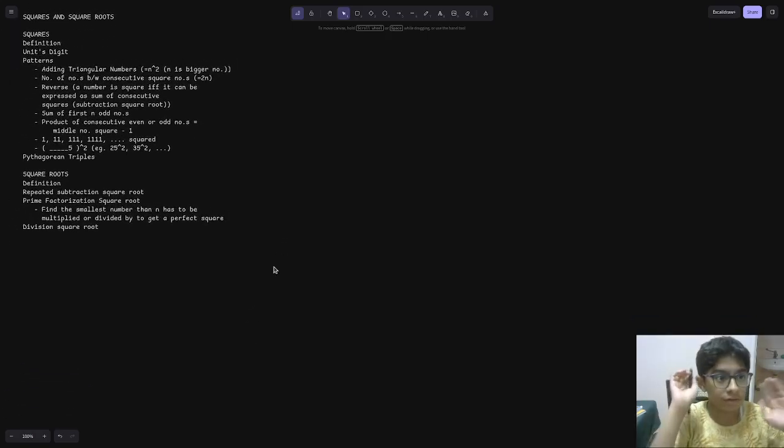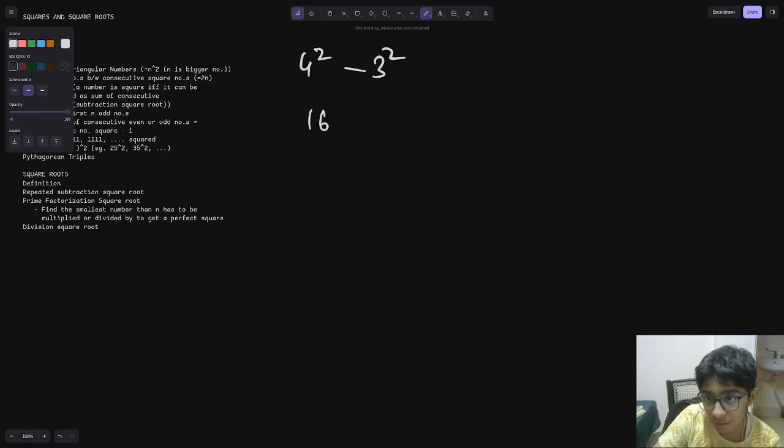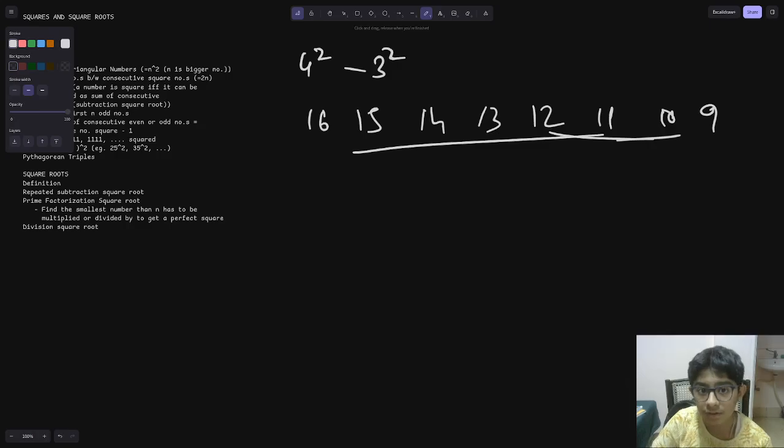So the reverse of this: the number of numbers between two consecutive square numbers. So if I have 4 square and 3 square, how many numbers are in between? We need to check first. So we have 16 and 9. How many numbers are in between? 10, 11, 12, 13, 14 and 15. There are 6. So is this 16 minus 9? Wait, yeah, it is 16 minus 9 minus 1. There's 1 less than 16 minus 9.